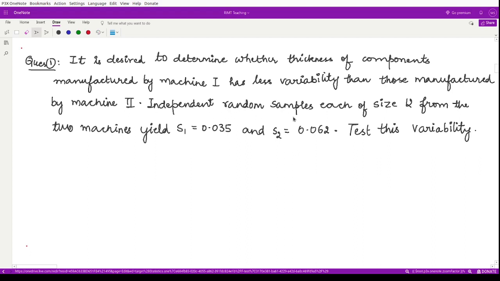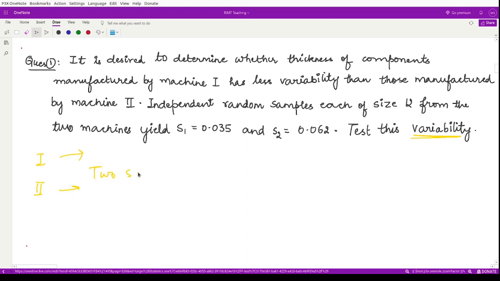Independent random samples, each of size 12, from two machines yield the standard deviation in the first case as 0.035 and in the second case as 0.062. So we need to test this variability. So here for machine 1 and for machine 2, the two samples are available.